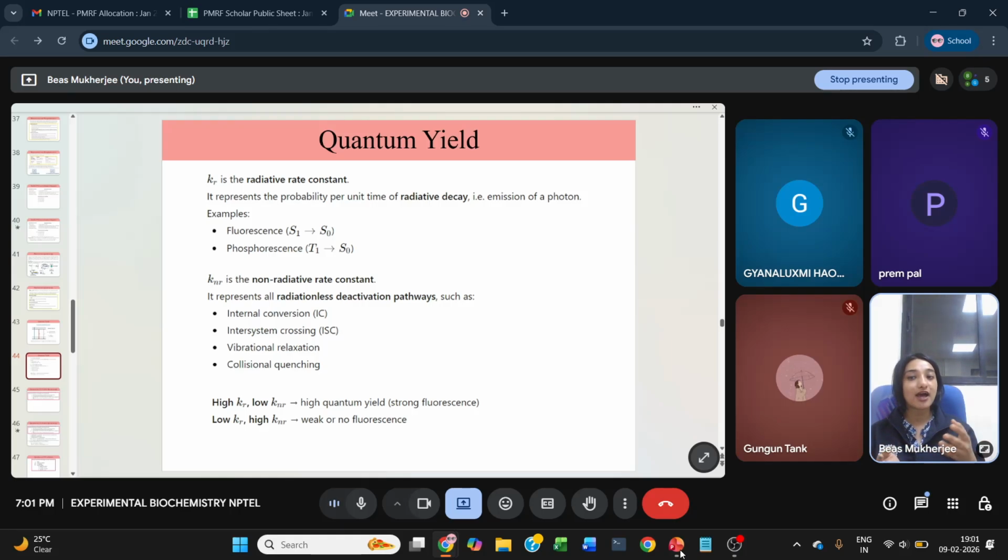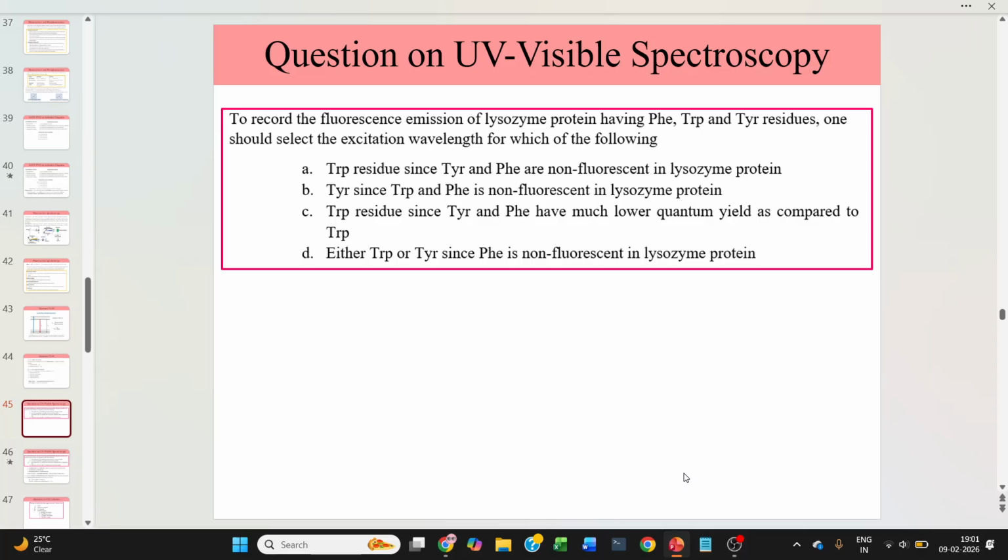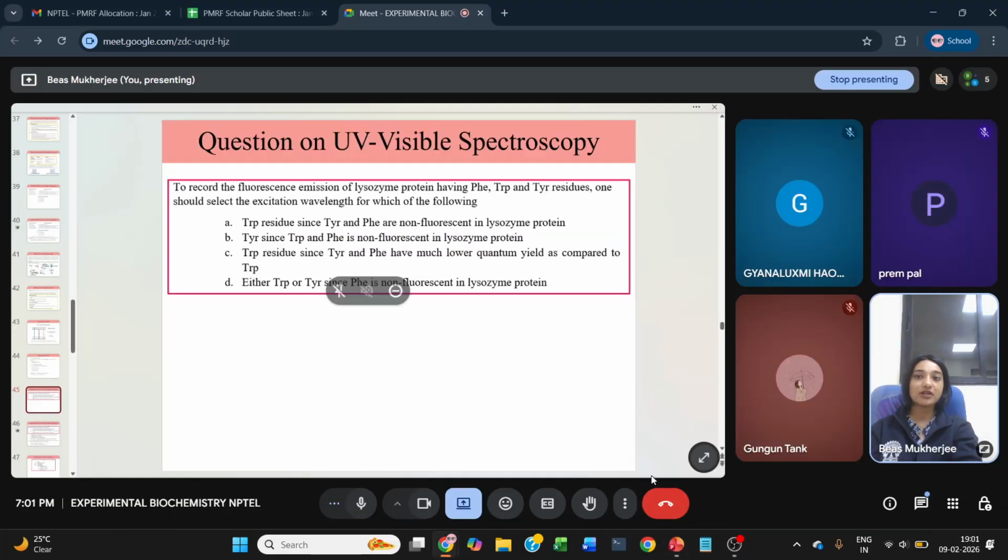So if the KNR is low and the Kr is high, that means it is very strong fluorescence. It is a high quantum yield. If Kr is low and KNR is high, that means there is very weak fluorescence or no fluorescence. Okay. Understandable until now? Now let's try to solve a few questions.